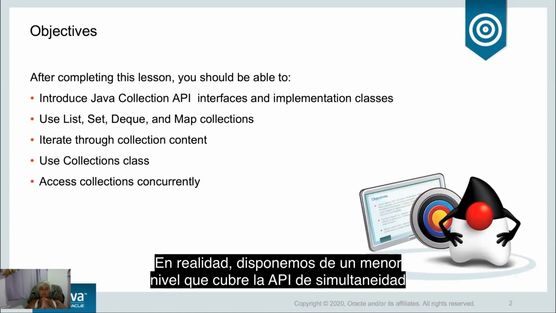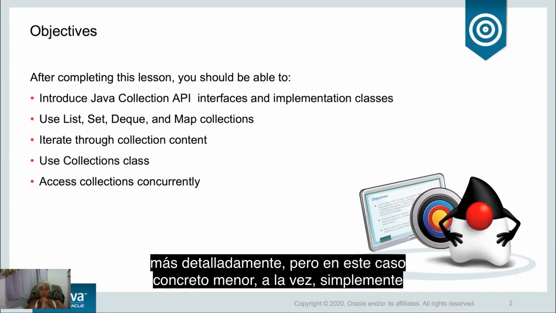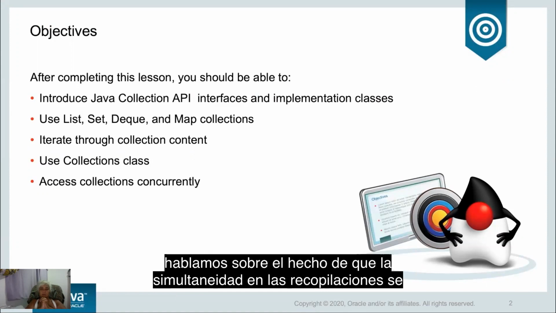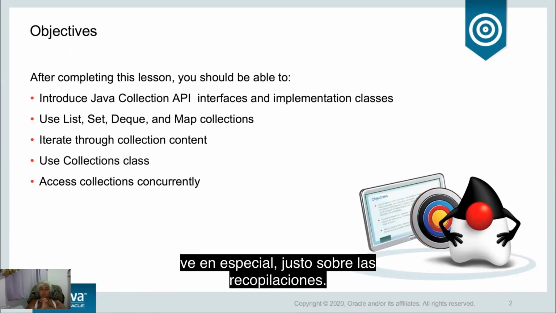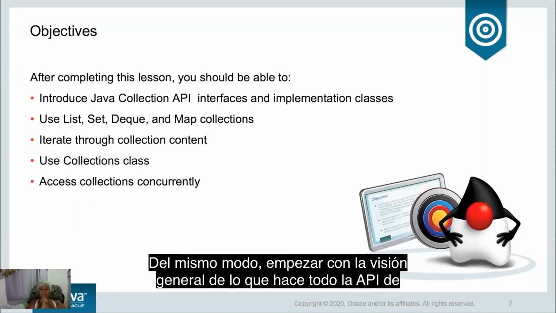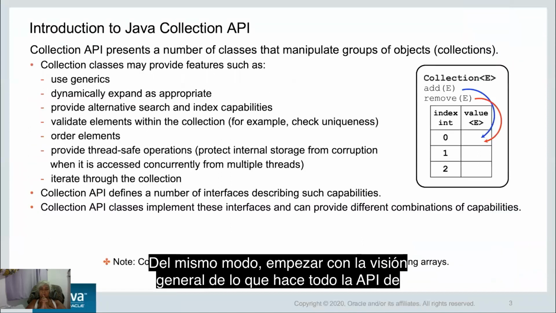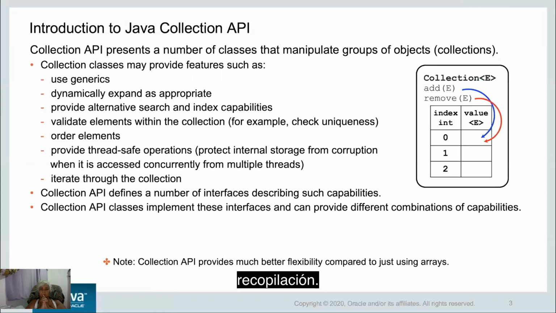We'll actually have a later lesson that covers the concurrency API in more detail, but in this particular lesson, at the very end, we're just talking about the effect of concurrency on collections as such, specifically regarding collections. Anyway, let's start with the overview of what the collection API is all about.